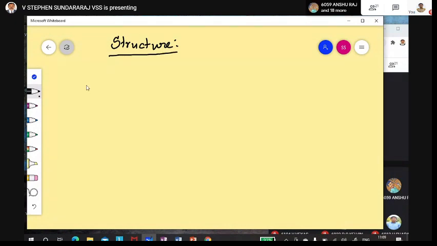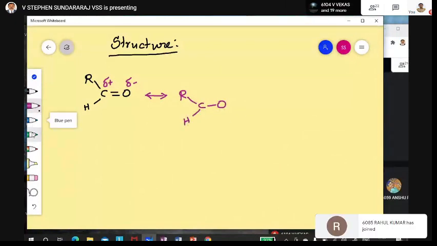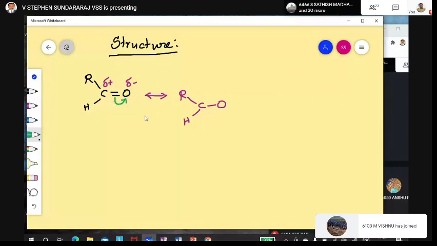Now regarding this aldehyde, what happened? This is R, C double bond O, here hydrogen. Due to the electronegativity difference, there will always be a positive charge here and a negative charge there. And you can write the resonating structure: R, C, O, H. Completely, this electron has come here, so now this is a positive charge and completely negative charge. This is a resonating structure.